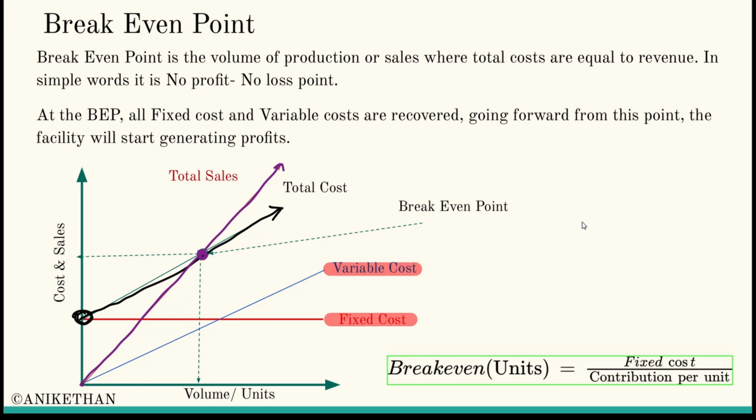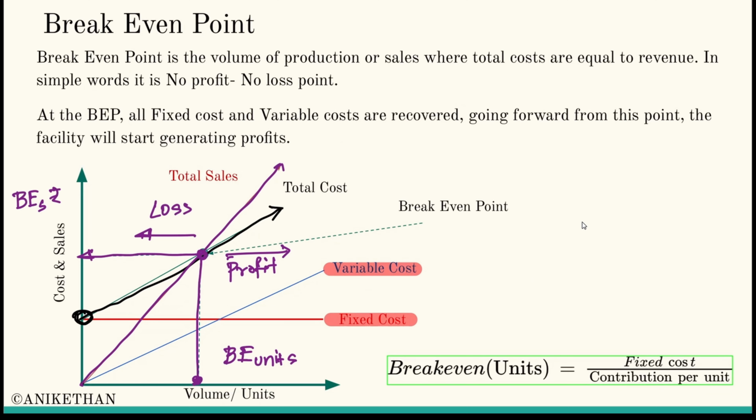It means whatever you produce before this line, there is a loss. And whatever you produce after this line, there is a profit. Projection of this point on the x-axis will give you break-even in terms of units of production. And projection of this point on the y-axis will give you break-even in terms of sales value. So this will be rupees and this will be numbers.